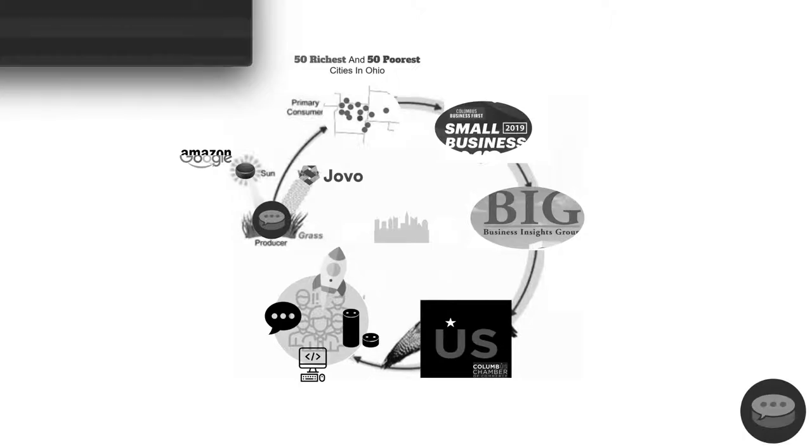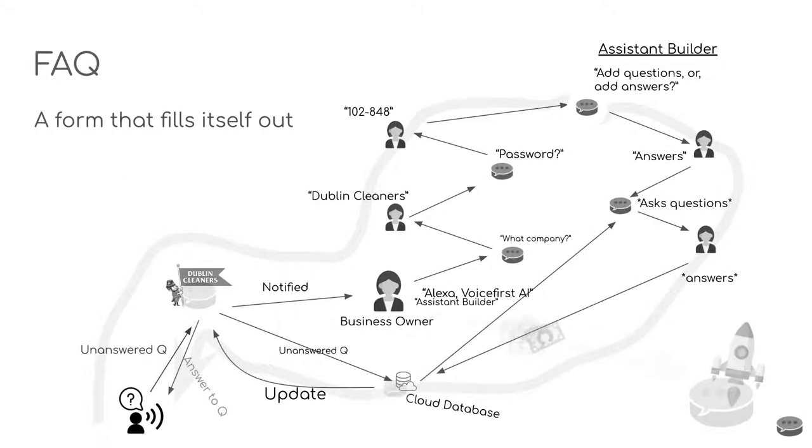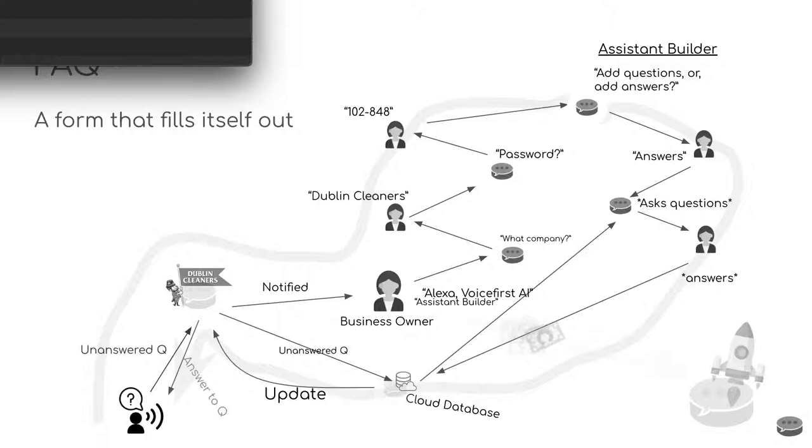As soon as you answer it, it copies it to the other sheet and then deletes it from there. It's like a form that fills itself out. So we have a Google Sheet that has all of the questions that can be asked to Alexa or Google, and then all of the answers that it responds with.